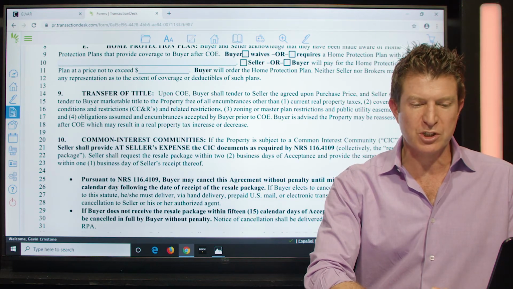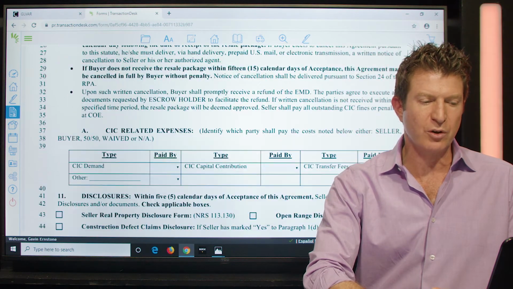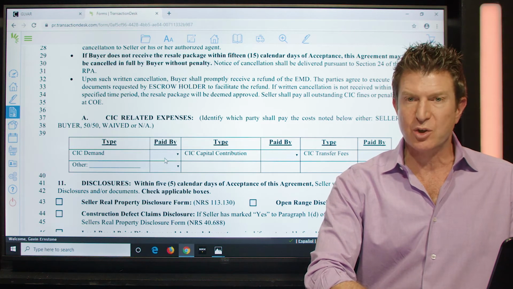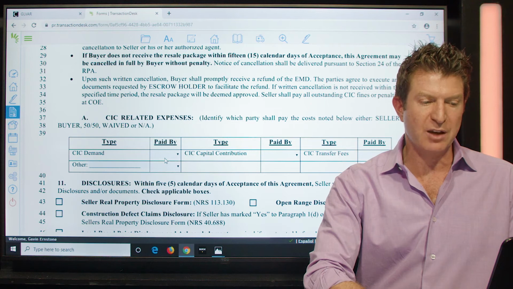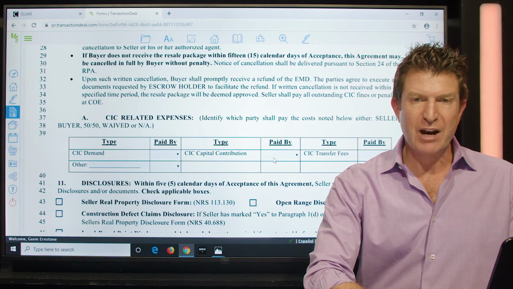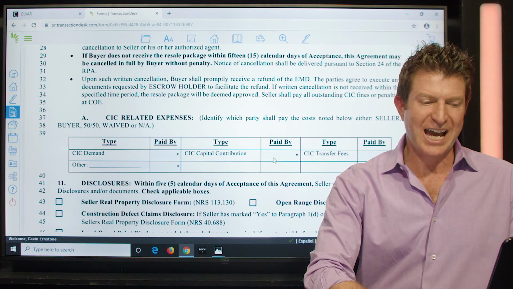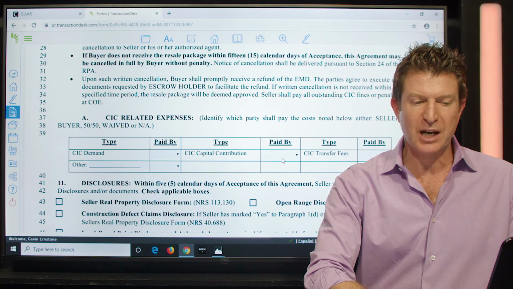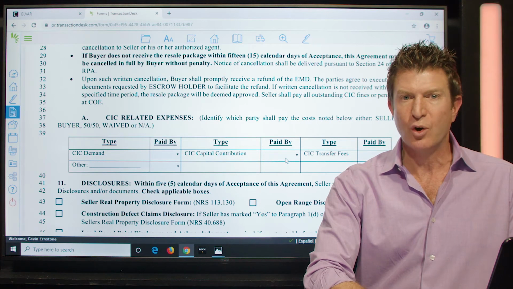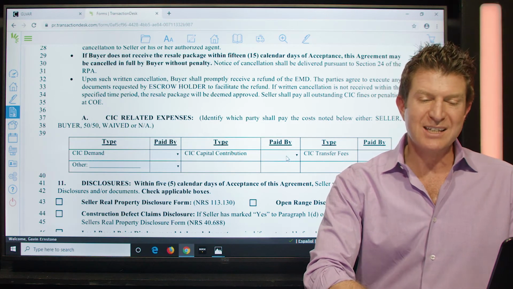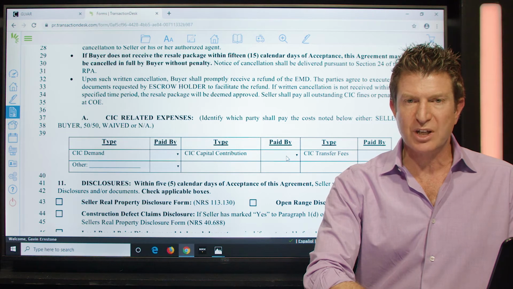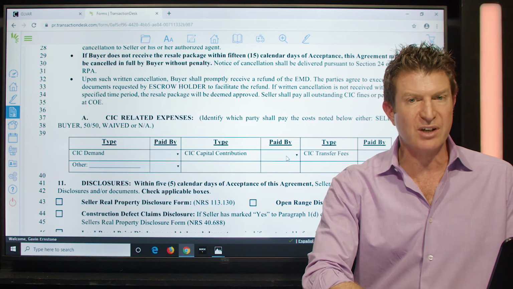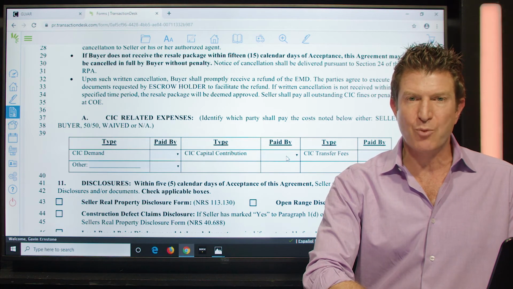It talks about the common interest communities, etc., that you will all review. One big mistake people make on here, CIC demand, that's the HOA package, and that is paid for typically by the seller. Very, very few communities have a capital contribution. A lot of people erroneously put in paid for by the seller, and then the seller asks you, how much is the capital contribution? It's easy to research. Every single MLS sheet has the phone number of the HOA, and you can call them and say, hey, do you guys have a capital contribution? If so, how much is it?